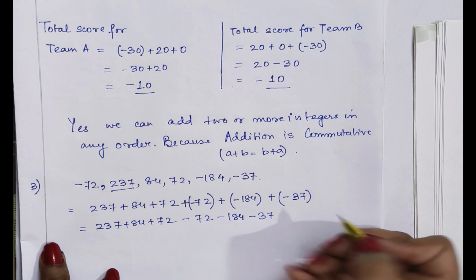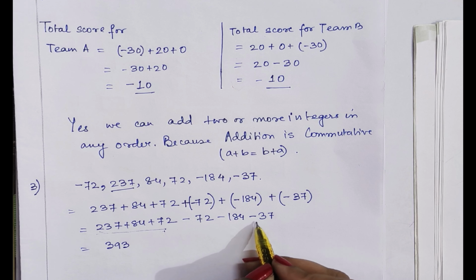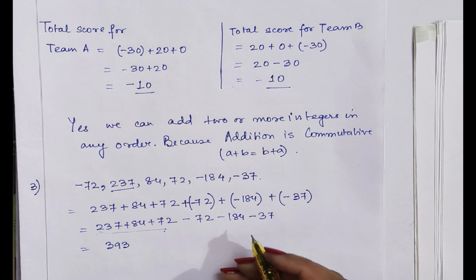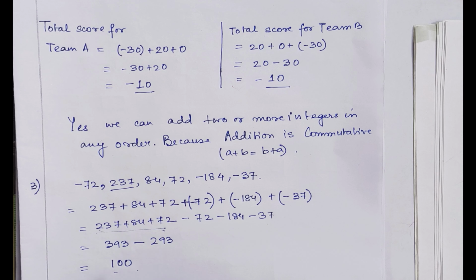Now let me add all the similar signed integers. Firstly, we will be adding all the positive integers and I will be getting 393. Again, these are also same signed integers, so I will be adding all of these at once and I will be getting 293. But 293 will be preceded with a negative sign because this is negative addition. So now here we are left with two integers of different sign. We will simply subtract them and the subtraction value will give me 100. And because 393 is greater, 100 will have a positive sign. So this is the final answer.